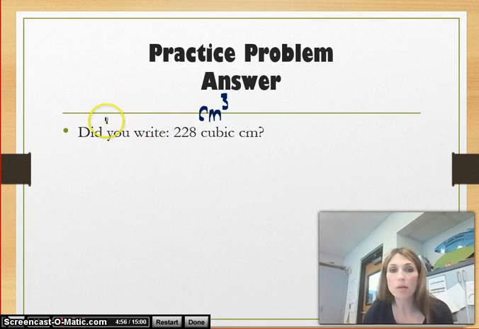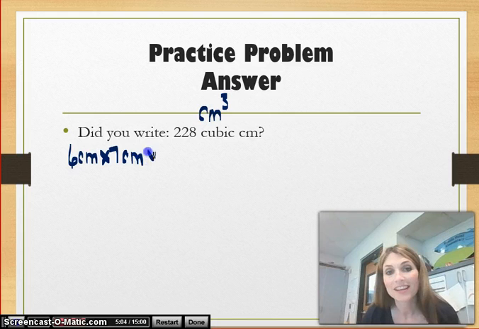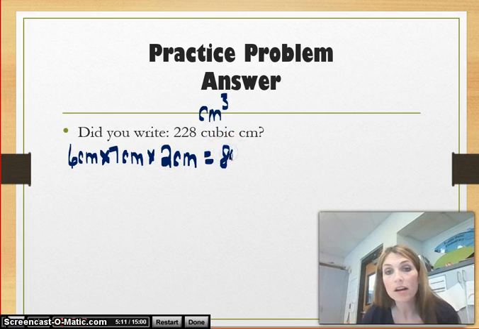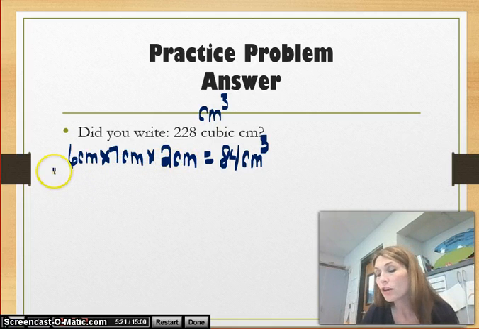So if we look back at that problem, our first, if we called it prism A, would be 6 centimeters times 7 centimeters times 2 centimeters. And if we multiply all of that together, we're going to get 84 centimeters cubed. And the reason we write a 3 or say cubed is because we're looking at a three-dimensional shape that has length, width, and height.